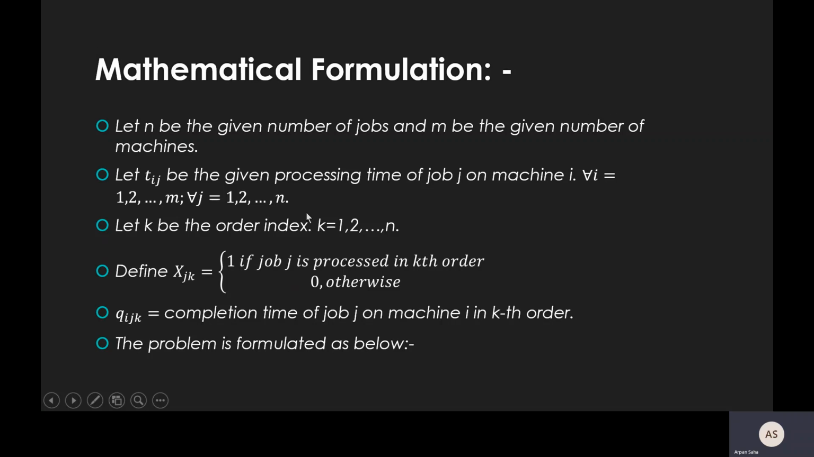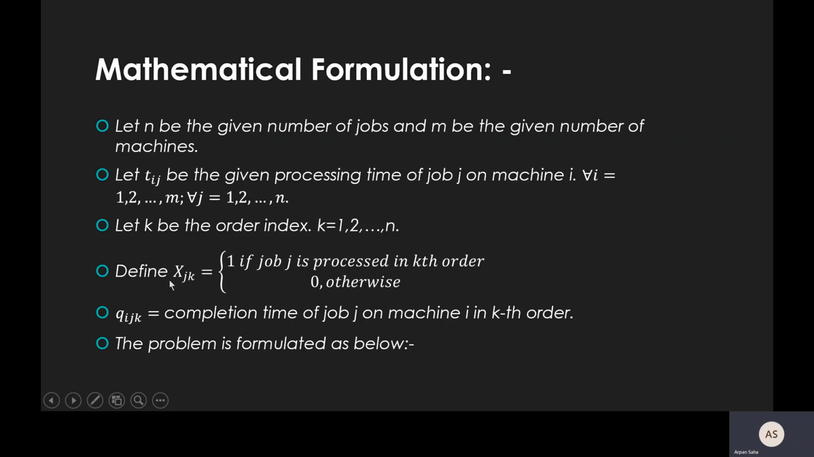So what does this order index mean? Order index means that in a complete sequence or in one permutation, as there are n jobs, there will be n spaces in one permutation. Each of those spaces is indexed by K. So this is actually the meaning of K being the order index. Order index here refers to each position of a job in a complete sequence of jobs.